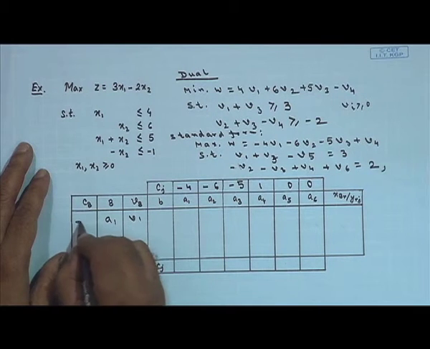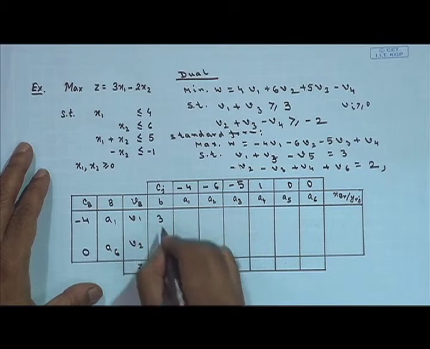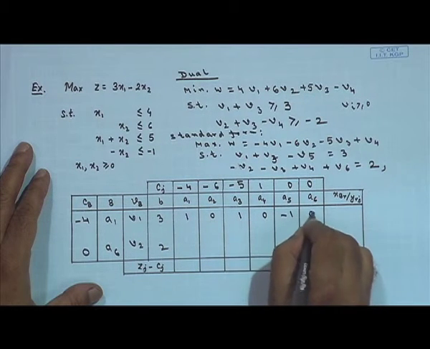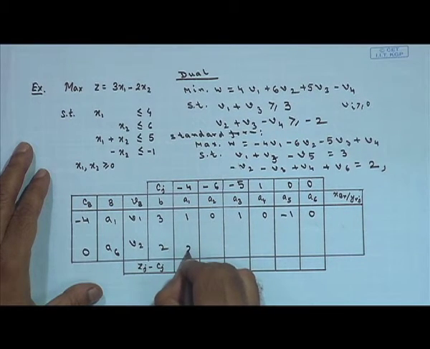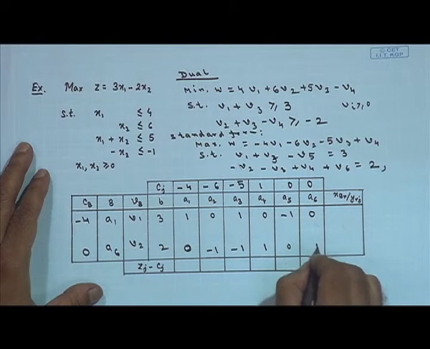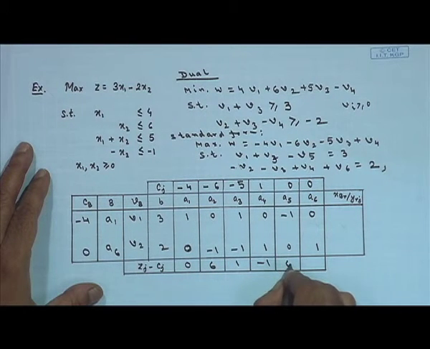So your CB will be minus 4 and 0. B values are 3 and 2. Now write the rows, similar to what we have done earlier: 1 0 minus 1 0 and 3; then 0 minus 1 minus 1 1 0 1 and 2. Zj minus Cj, if you calculate, is 0, 6, 1, the next will be minus 1, then 4, and this is 0.